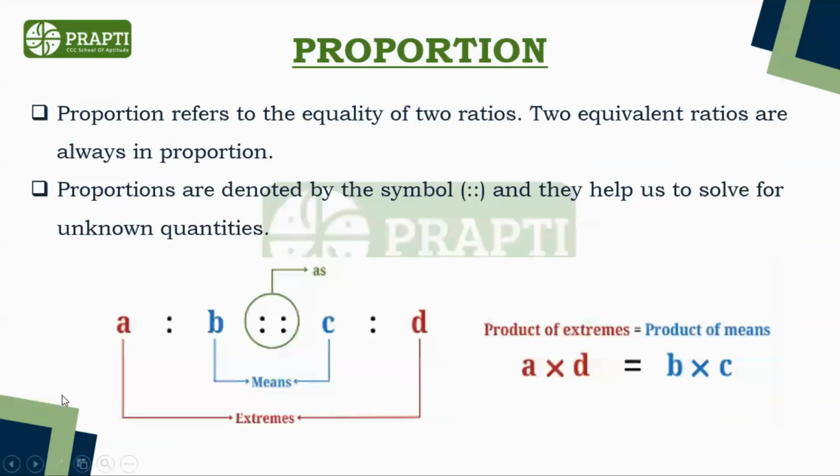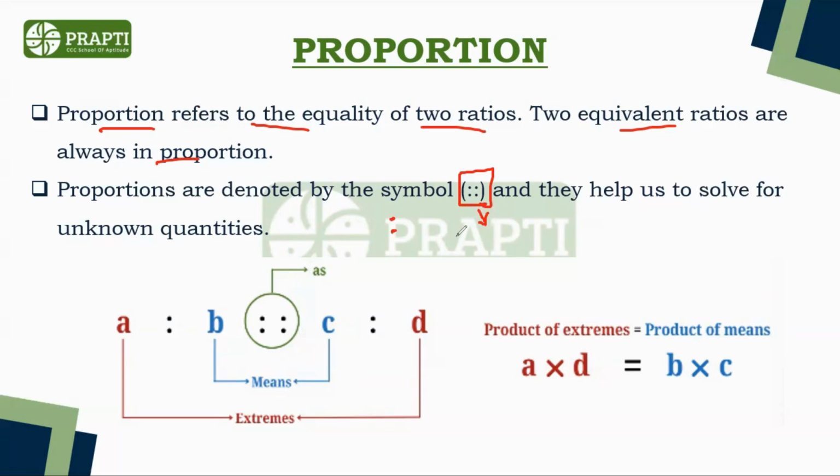So now let's get into proportion. Let me explain all the types and then we'll get into the questions so that you'll get an idea. What do I mean by proportion? Ratios we have seen. Now proportion. Proportion refers to the equality of two ratios, or else comparing two ratios, we call it proportion. So two equivalent ratios are always in proportion. Ratios we denote with a single colon symbol, and proportion we will denote with a double colon.